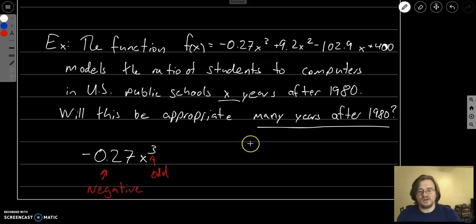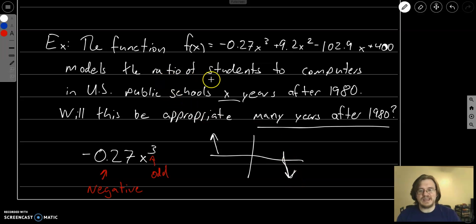So when we draw our function, as x gets really big, odd means that this will be pointing in different directions as we go to the left and right. Negative means that as x gets really big, this is going to be negative. So we're pointing down over here. So if we're pointing down, many years after 1980, we're going to be going further and further and further down. Eventually, if we go down far enough, we're going to be negative.